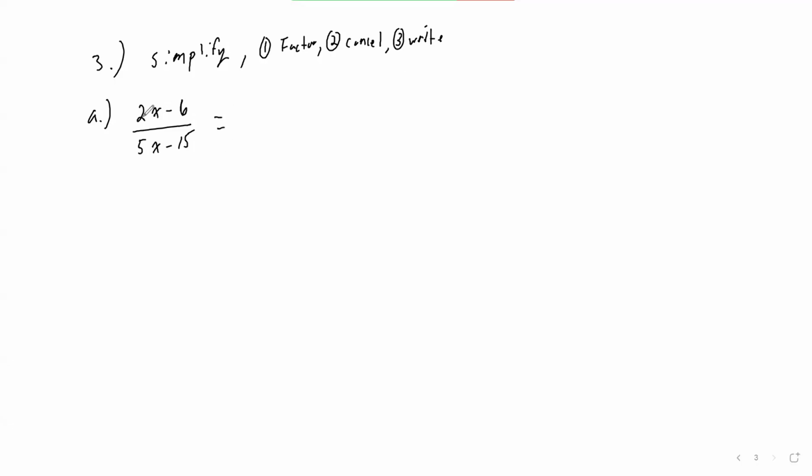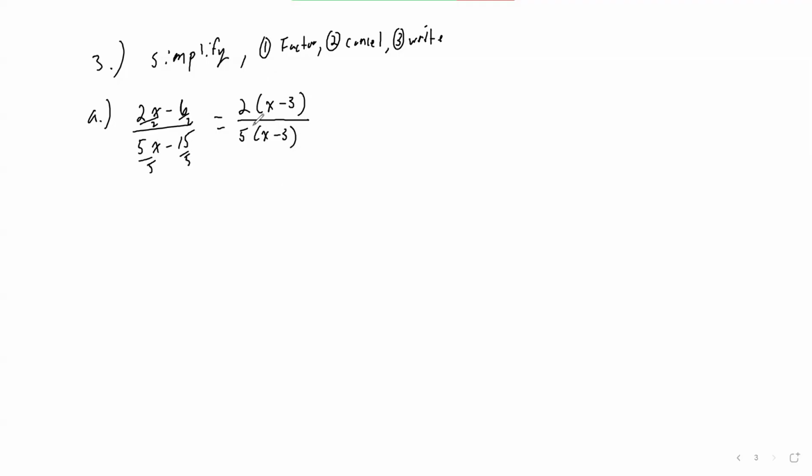So I notice on the top, I look for my greatest common factor. That's always my number 1 question. And I see that 2 does go into 6. So 2 would be my greatest common factor. So then if I divide each one of these by 2, 2x divided by 2 would just give me x. 6 divided by 2 would give me 3. Then I do the same thing over here. 5 does go into 15, so 5 is my greatest common factor. So I divide them both by 5. 5x divided by 5 would just be x. 15 divided by 5 would be 3. So that's the first step.